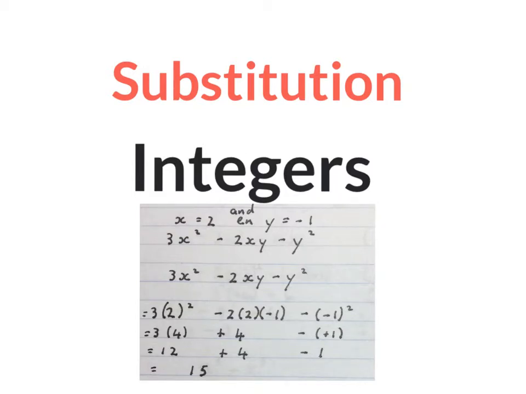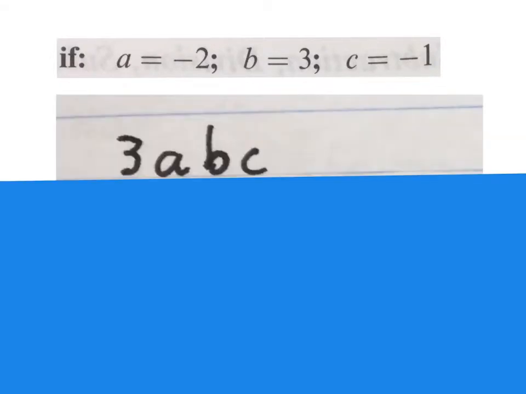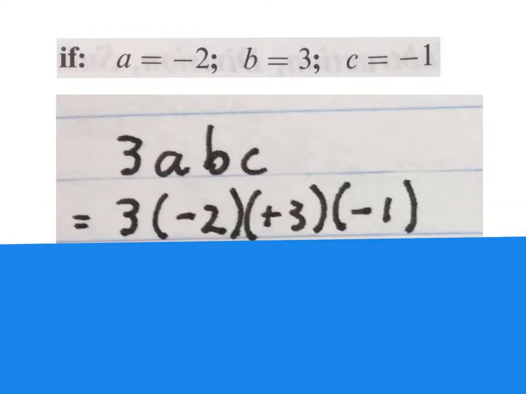Good day. This is our second video on substitution, and we will substitute integers into expressions. In the first few expressions, they told us if a is equal to -2, b is 3, and c is -1. Calculate the value of the following expressions. The first one is 3abc, which means 3 times a times b times c. We substitute each of the variables with its own value inside its own pair of brackets with its own sign. This now reads 3 times -2 times +3 times -1.